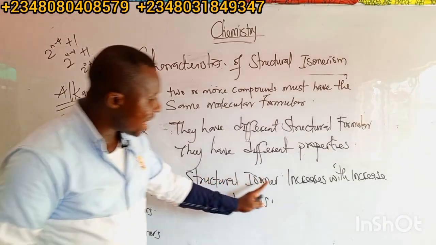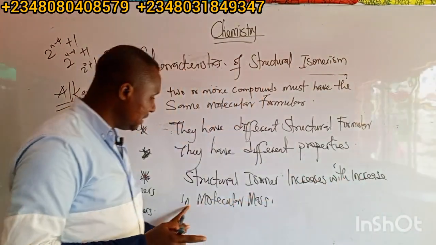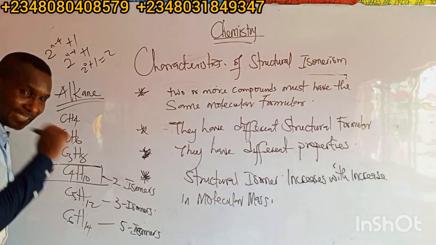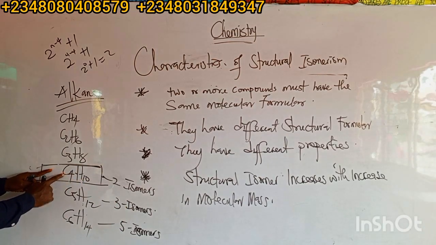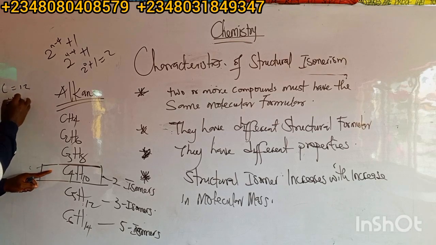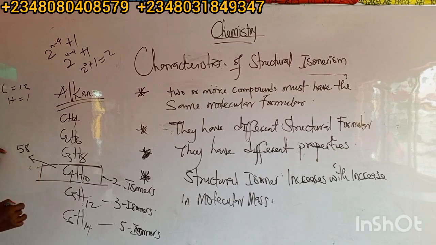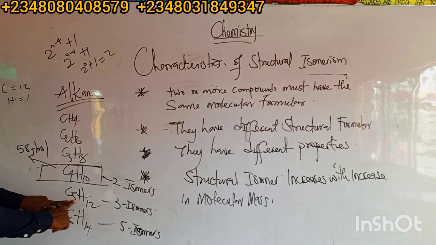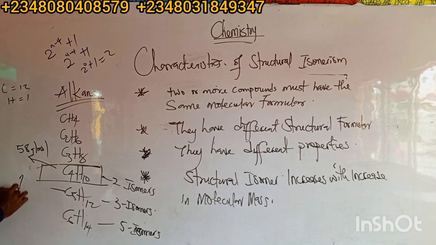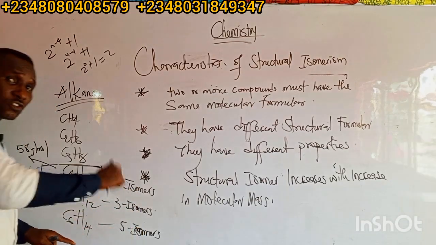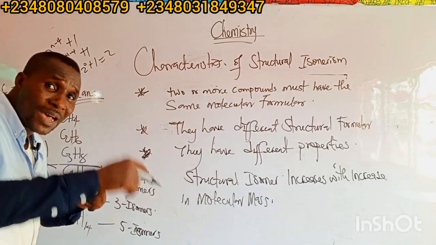Then this one says structural isomer increases with increase in molecular mass. As there is increase in molecular mass, their isomers increase. What is the molecular mass of this? Carbon is 12, don't forget, carbon is 12. Hydrogen is 1. 12 times 4 will give you 48. 48 plus 10 gives you 58. The molecular mass of this one is 58 gram per mole. For this one, carbon is 12, 12 times 5 is 60, 60 plus 12 is 72. Can you see? As the molecular mass increases, what happens to the number of isomers? It increases.